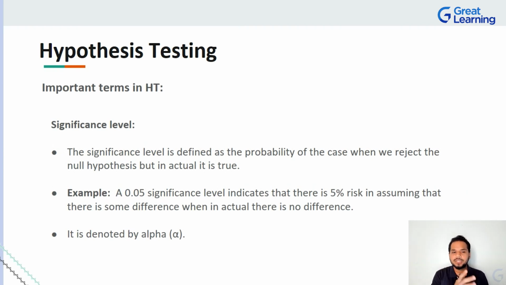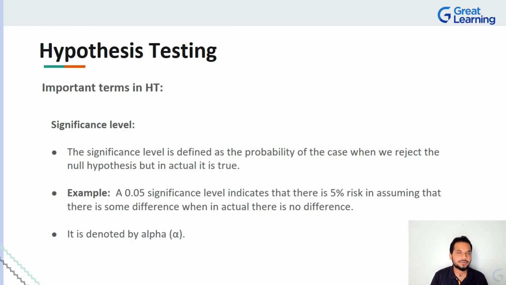And then coming to 1 or 2 really important terms that you have to know in hypothesis testing. The first term that I just spoke about a minute back is significance level. When you say something is significant, you know that it has certain importance, right? Significance level is nothing but the probability of rejecting a null hypothesis when in actual it might be true.